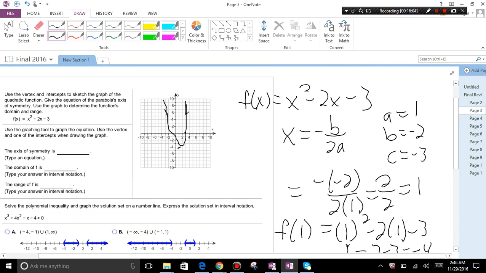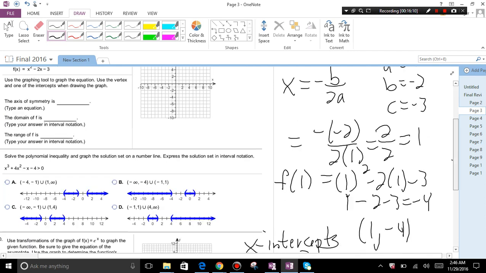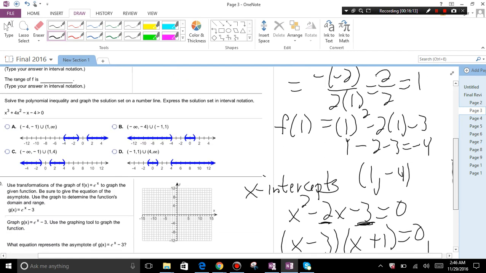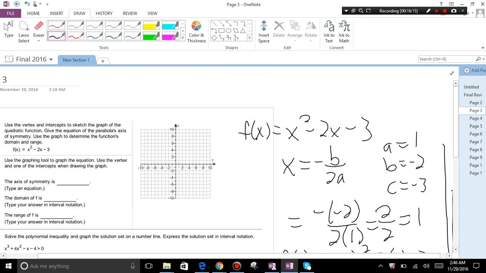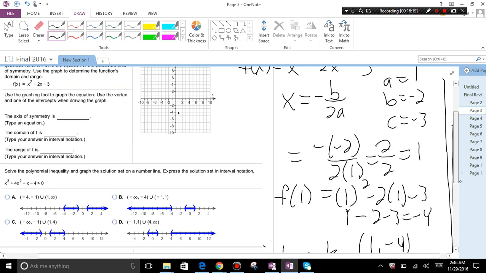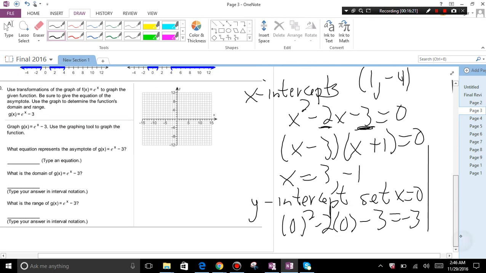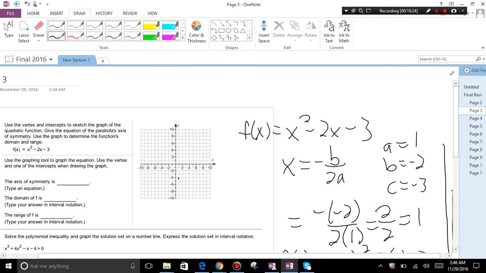And those are going to be the things we look for when we're looking for the graph. You know the vertex, which is 1, -4. You know where it hits the x-axis, which is -1 and 3. And then it also hits the y-axis at -3. All those three together give you the parabola.